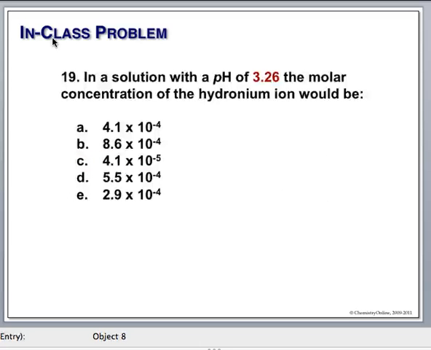If our pH is 3.26, what is hydronium? Again, exactly off the tutorial. To get hydronium, we remember 10 to the minus pH. Type in pH, change the sign, hit 10 to the x, we get 5.5 times 10 to the minus 4.